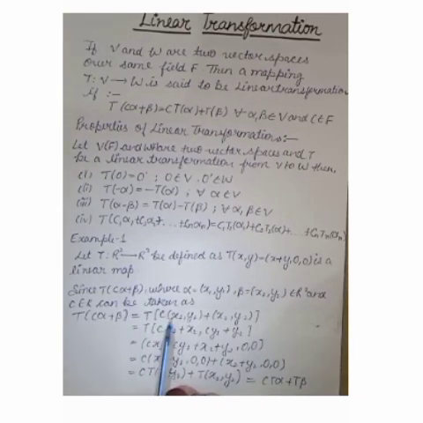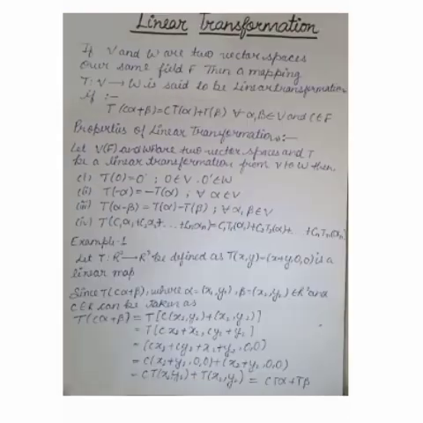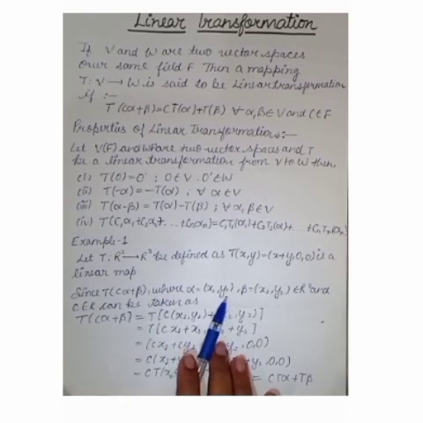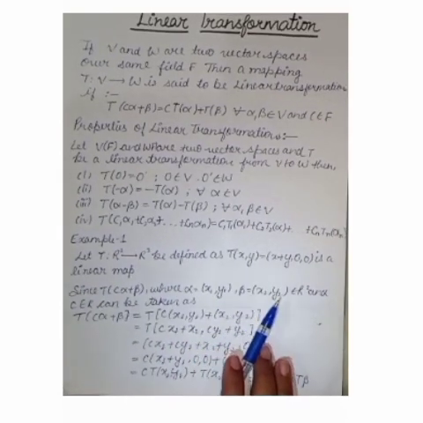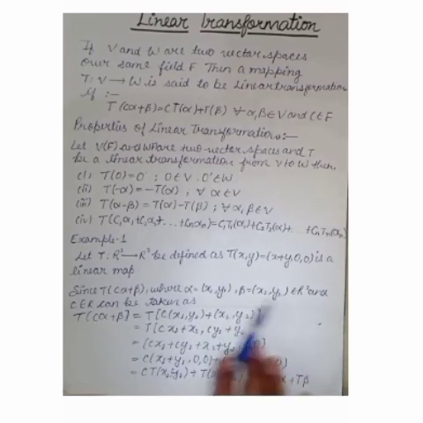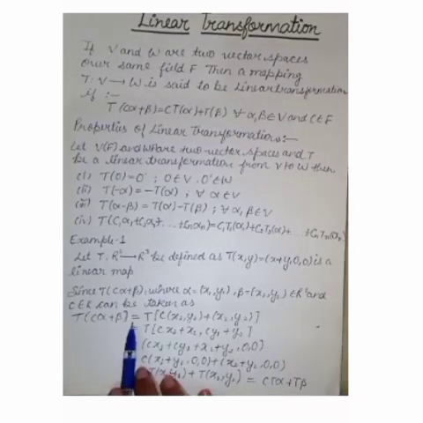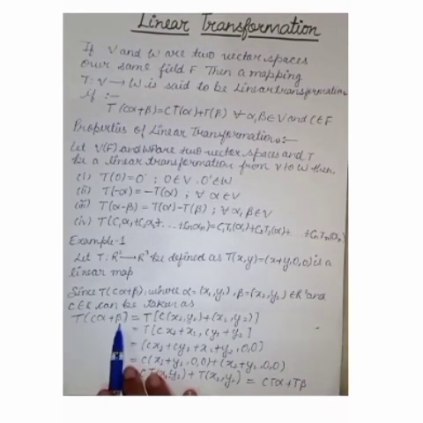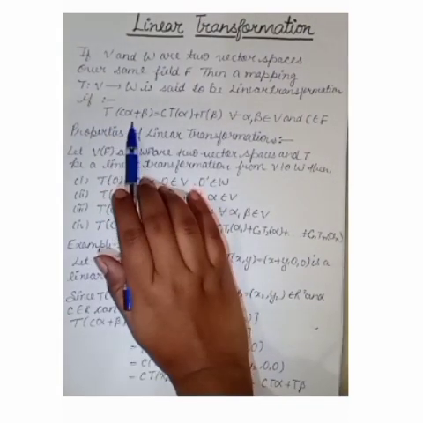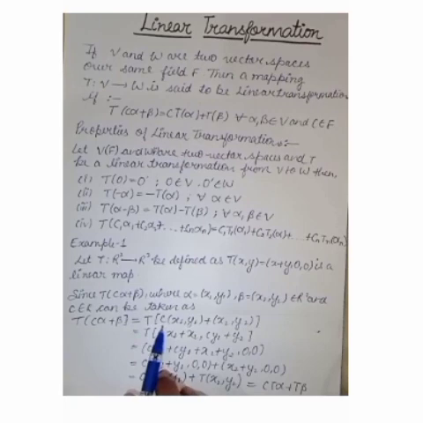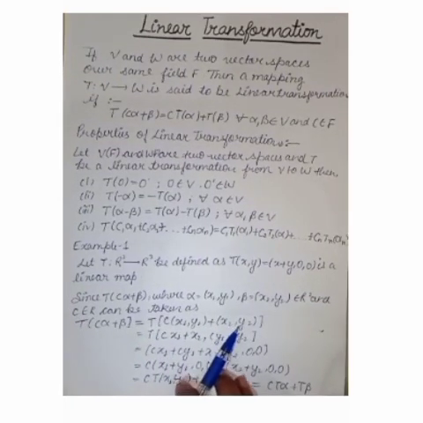Since T(C alpha plus beta), where alpha equals (x1, y1) and beta equals (x2, y2) belong to R square and C belongs to R, we have to show here the linear transformation property, that is T(C alpha plus beta) equals C T(alpha) plus T(beta). So we will show it here. T of C(x1, y1) plus (x2, y2).